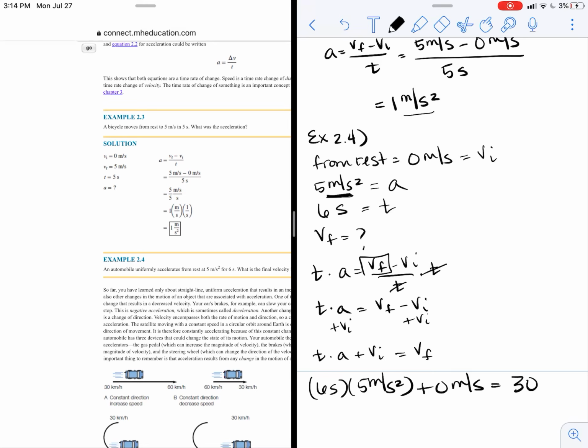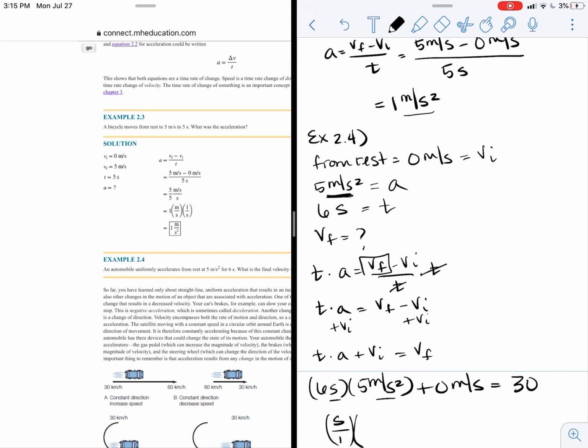Now, what is my unit? I was looking for final velocity. Well, let me just pull out these units for a minute. I'm going to pull out this unit and this unit. So I've got seconds, and if I was going to ask you to make like a 2 into a fraction, how would you make 2 into a fraction? You just put it over 1, right? 2 over 1 is 2 still. So if I wanted to put seconds as a fraction, I could just put seconds over 1.